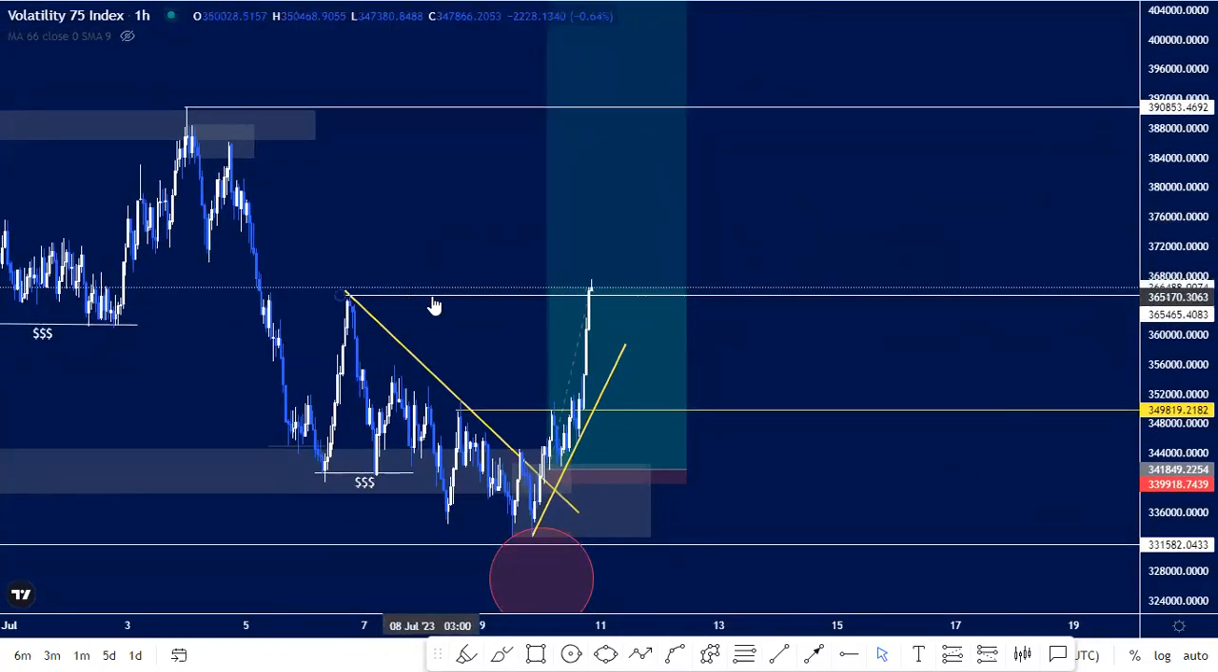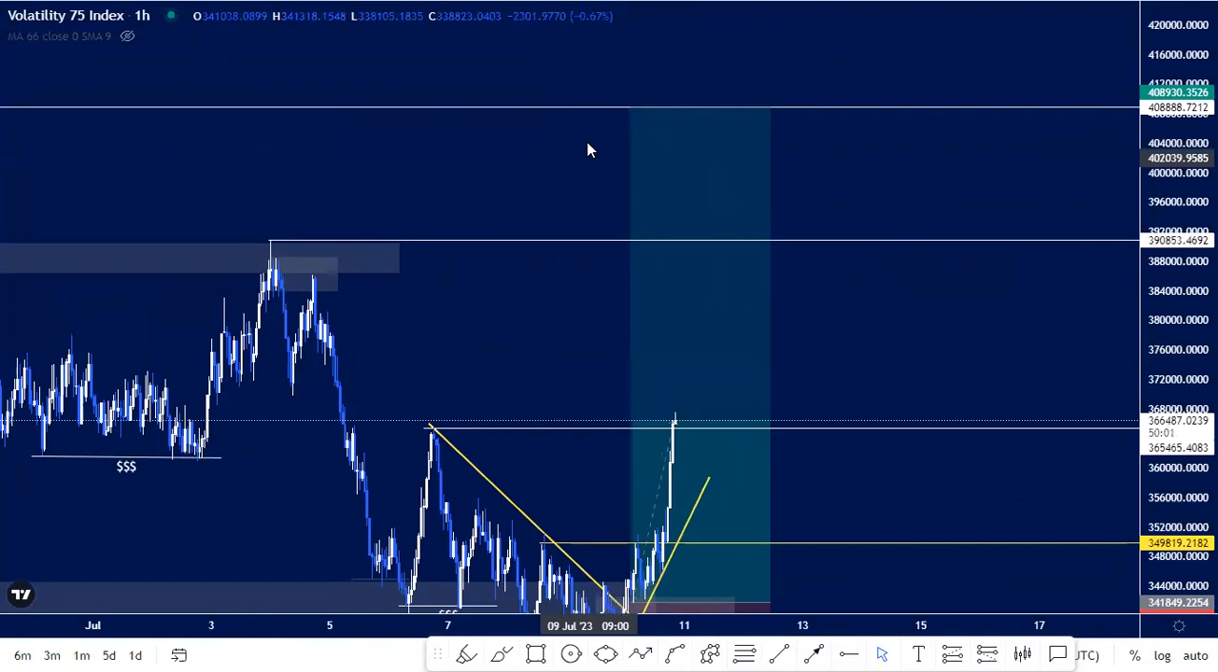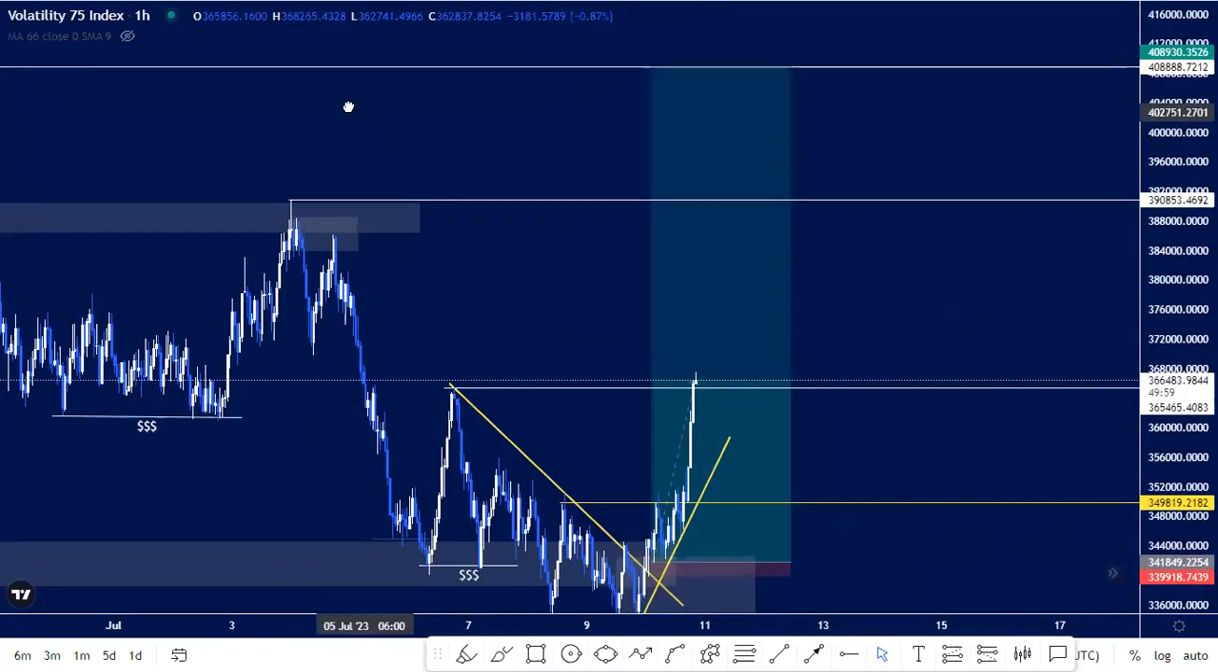target. For example, this was the first take profit target that I placed according to the signal that I gave. This one is the second, and this one is the third, final take profit target.